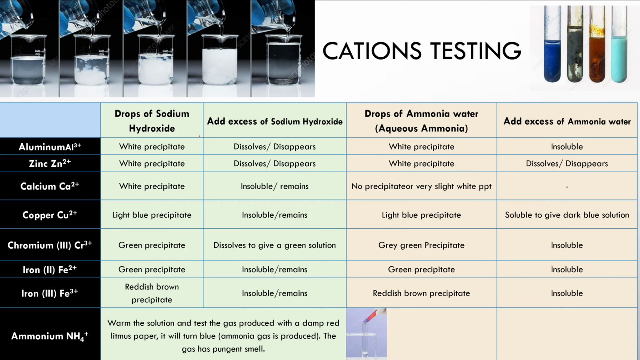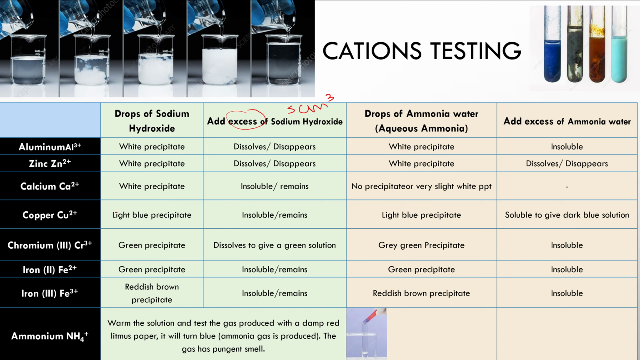The difference is that when you add drops of sodium hydroxide, aluminum and zinc will form white precipitate that will dissolve upon adding excess of sodium hydroxide. Excess means a lot. Instead of drops, I'll put like 5 centimeter cube, for example. A lot. Calcium, on the other hand, will give me white precipitate with drops, but the precipitate will remain. Even when I add excess, it will remain insoluble and it will remain visible to me.